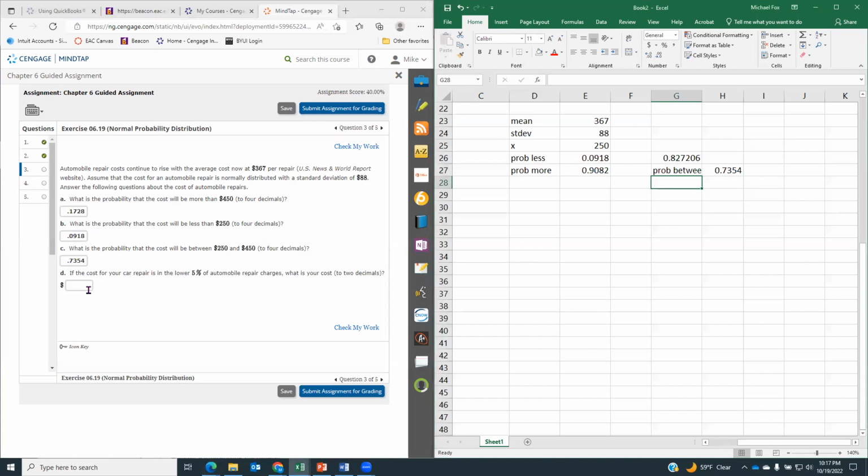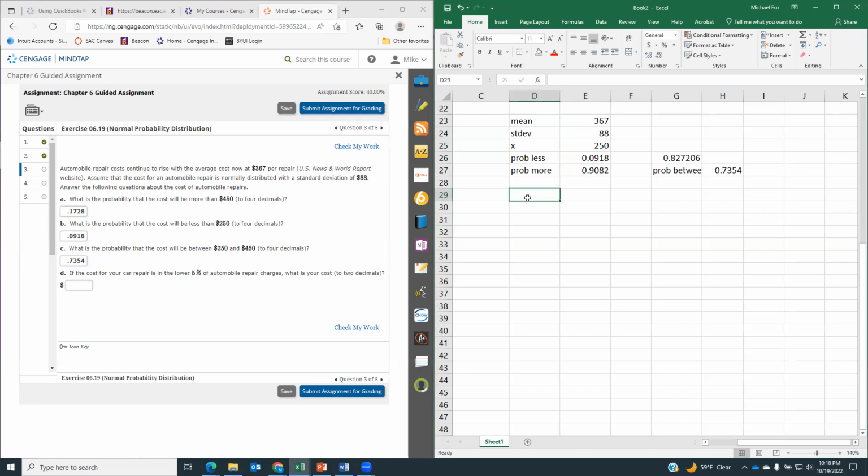Finally, it tricks us a little bit here. It says, if the cost of the car repair is in the lower 5% of automobile repair charges, what is your cost? So we'll be looking at all this data and we'll be like, I don't know. And we could, if we wanted to, keep tweaking this number until we got the probability that it was less than at 5%. Or whenever we're given a probability and we're trying to find a value of X, remember norm.dist is how we get a probability from a value of X.